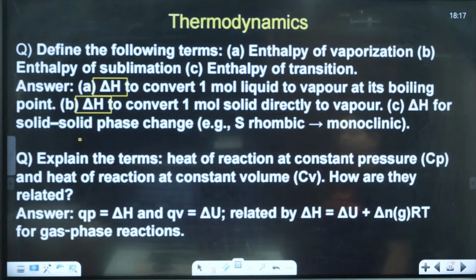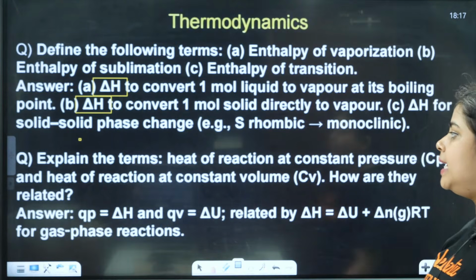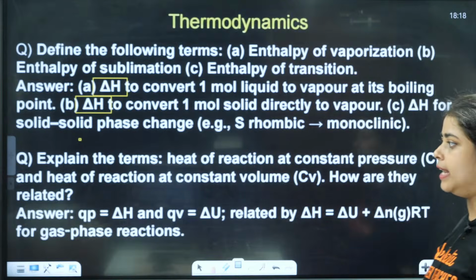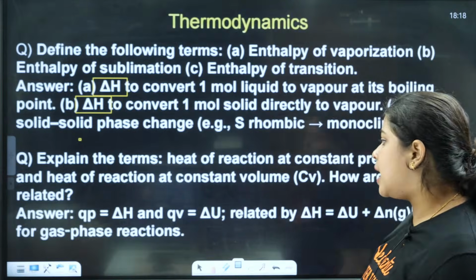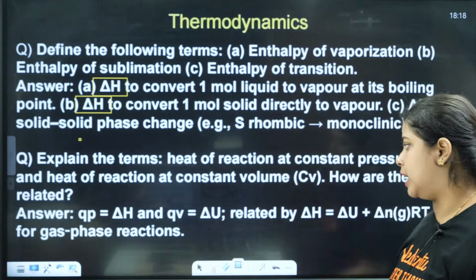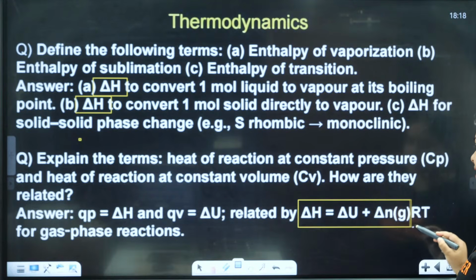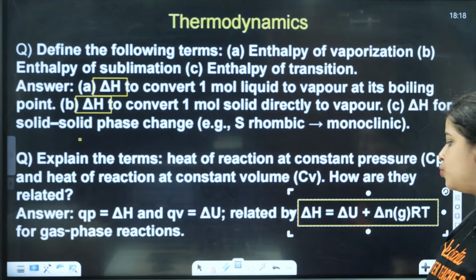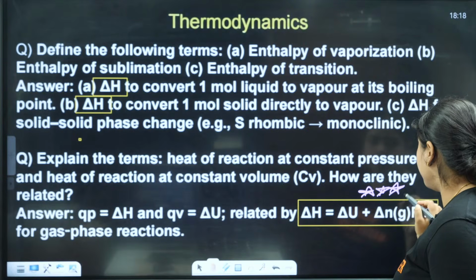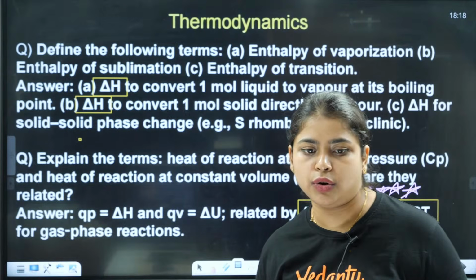Next one, explain the terms heat of the reaction at constant pressure Qp and heat of the reaction at constant volume Qv. How are they related? Qp is equal to delta H, and Qv is equal to delta U, which are related by delta H equals delta U plus delta n g RT. This formula is important. This is how gas phase reactions happen.